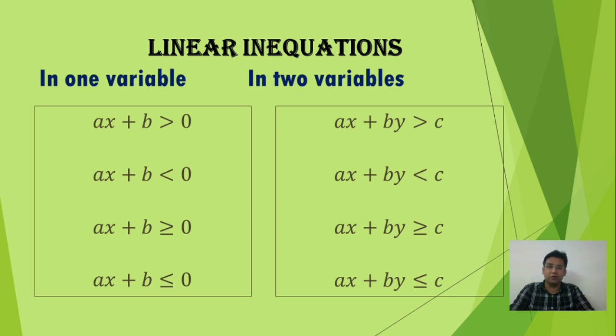And what about two variables? If ax plus by greater than c, ax plus by less than c, ax plus by greater than or equal to c, and ax plus by less than or equal to c, it will be a linear inequation in two variables.